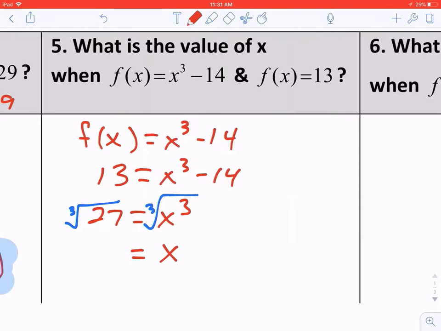3 times 3 is 9, times 3 is 27. So the cube root of 27 is 3. So we put a 3 in, we get a 13 out of this function. That's an ordered pair.